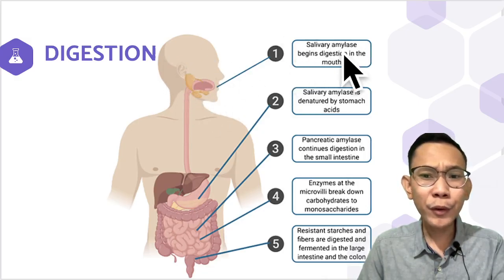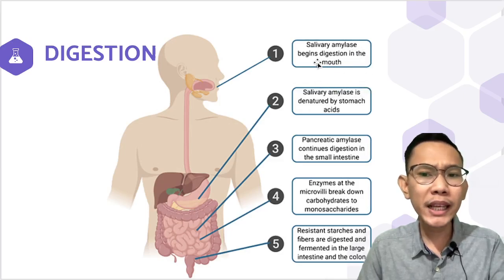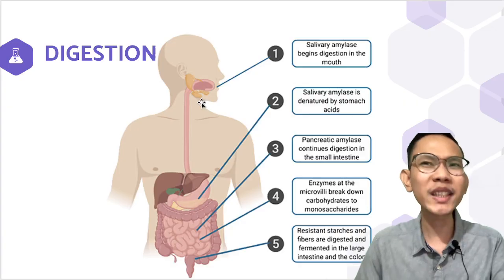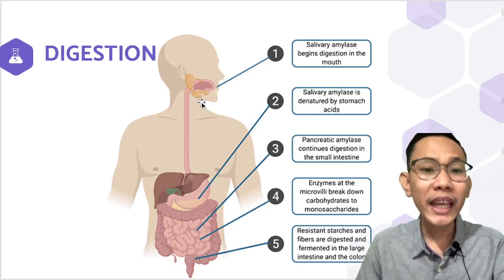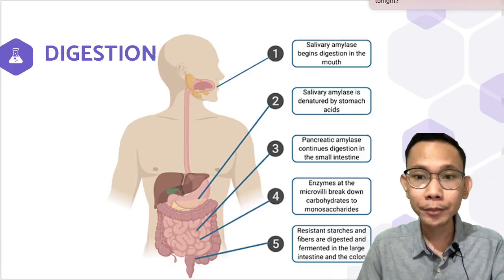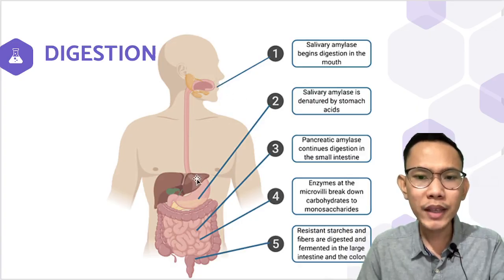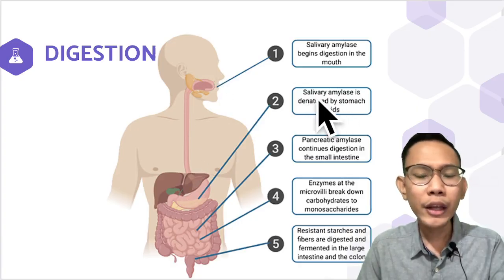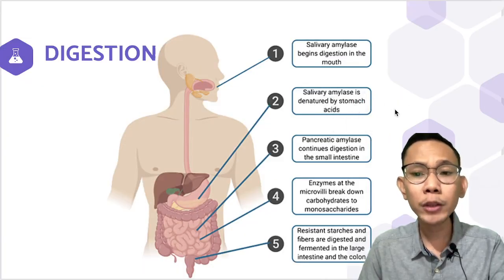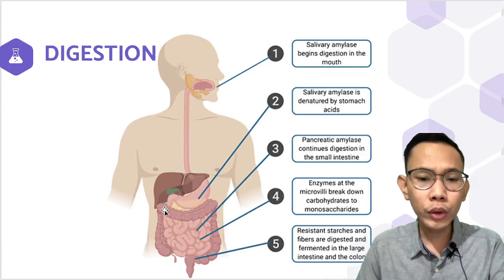So what will happen is that kakain tayo, of course, so your salivary amylase will be stimulated and it begins your digestion in the mouth. So ito yung tinatawag natin na initial digestion of your carbohydrates. And then, after that, papasok sa ating stomach. What will happen? Your salivary amylase is denatured by your stomach acid. And then, your initial digested food will now go to your small intestine.